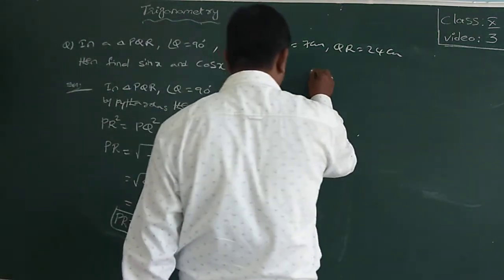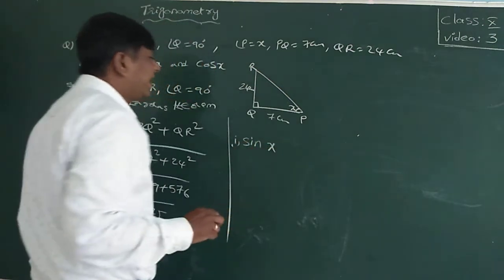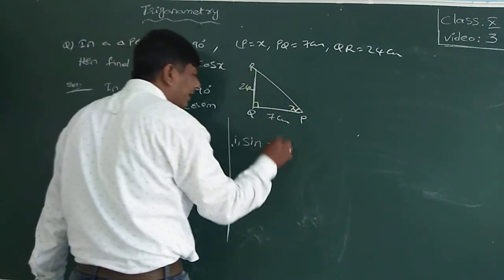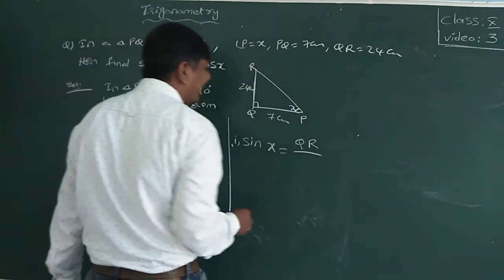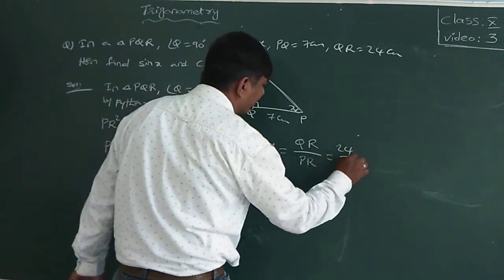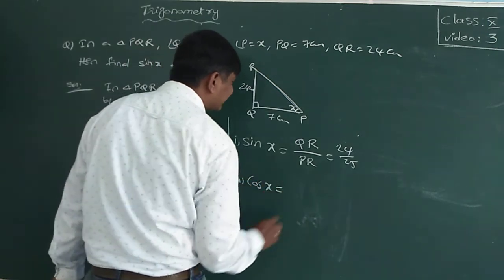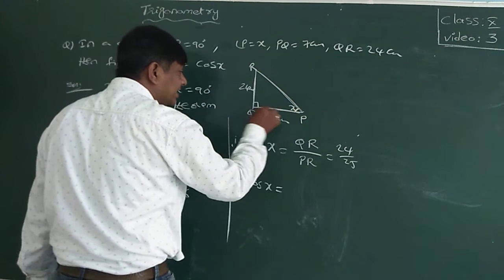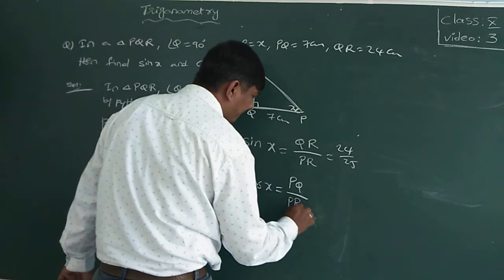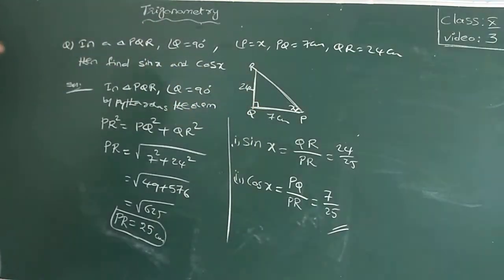Now what do they ask here? They ask sin x. First question was sin x. Sin x is the opposite side of x, which is QR, by the hypotenuse PR. That is equal to 24 by 25. I don't get any cancellation. Cos x is the adjacent side PQ by the hypotenuse PR, that is equal to 7 by 25. I think I may not get any cancellation there.